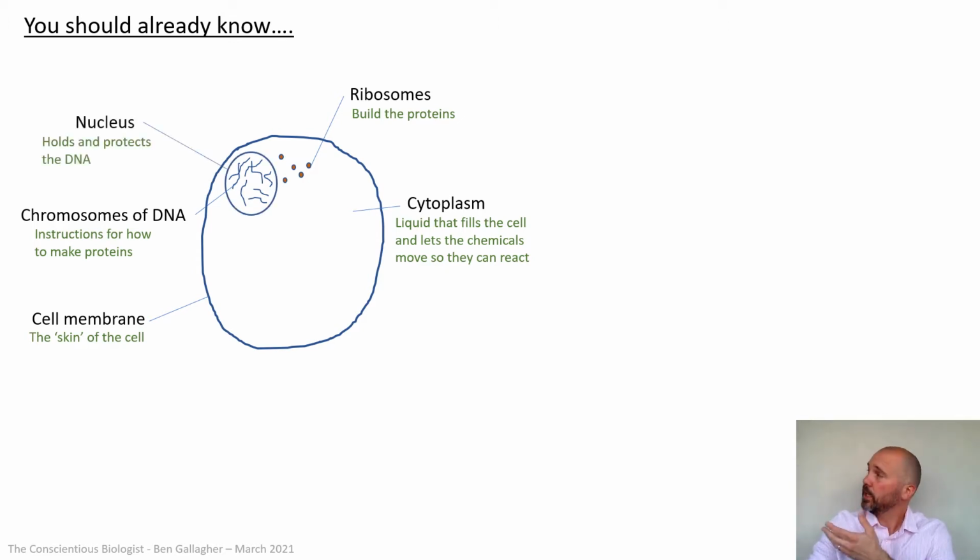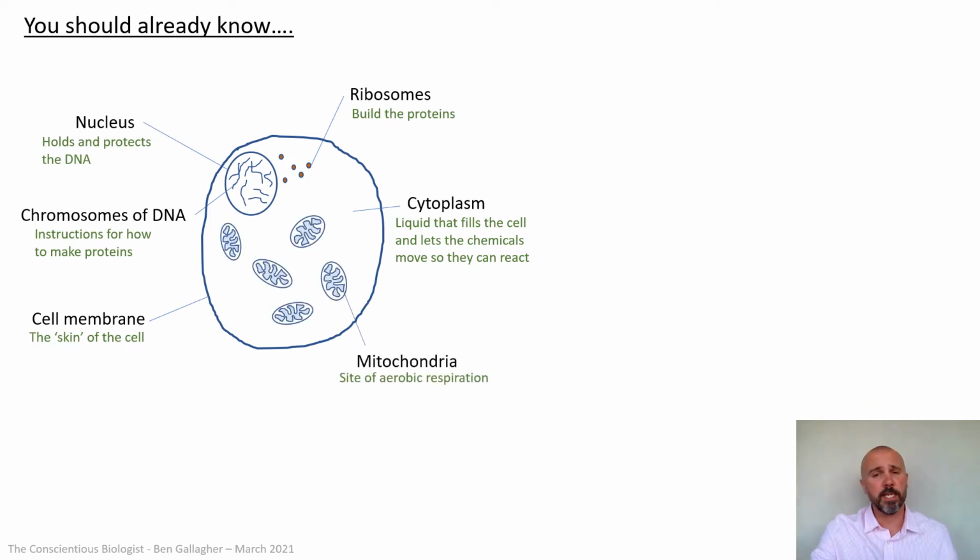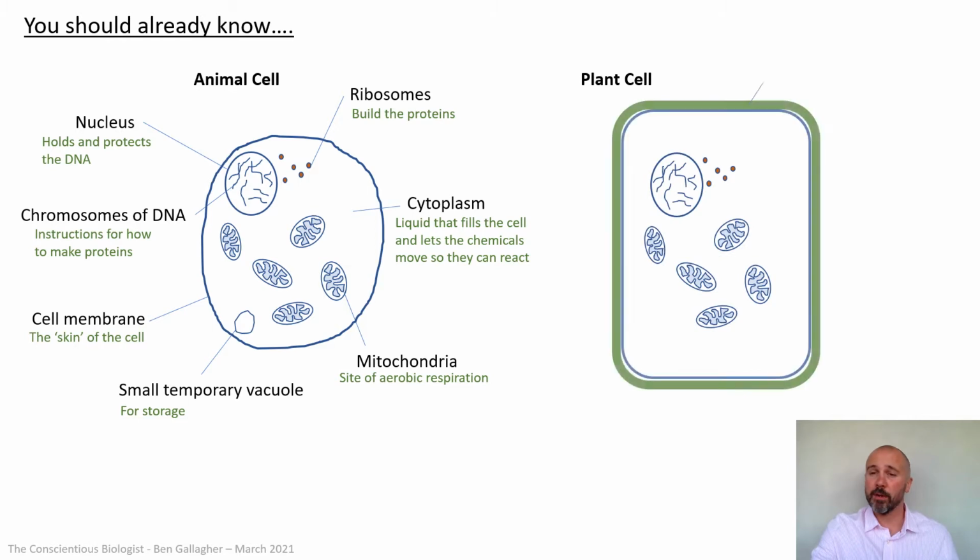Eukaryotic cells, though, and in this case an animal cell, will have a nucleus to protect the DNA, mitochondria for aerobic respiration, and they could have a small temporary vacuole for storage. Plant cells will have a cellulose cell wall around the outside of them to maintain their shape. The membrane will be pressed against that cellulose cell wall so that they can become turgid to have some solid structure for the plant cell.